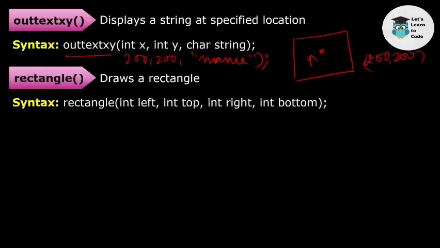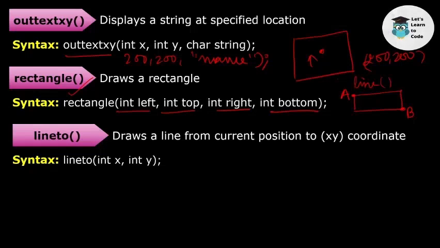The next method is the rectangle method. Now suppose you want to draw a rectangle. You can draw it using the line method, but with the line method, it will be a very time-consuming job. Instead, we can use the rectangle method. The rectangle method takes 4 parameters, that is left, top, right and bottom. The left top means this coordinate, the point I have marked as A, and the right bottom means the B coordinate. That is, you need to provide only 2 coordinates, A and B.